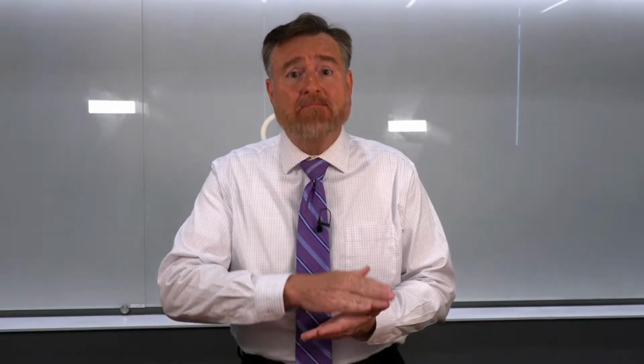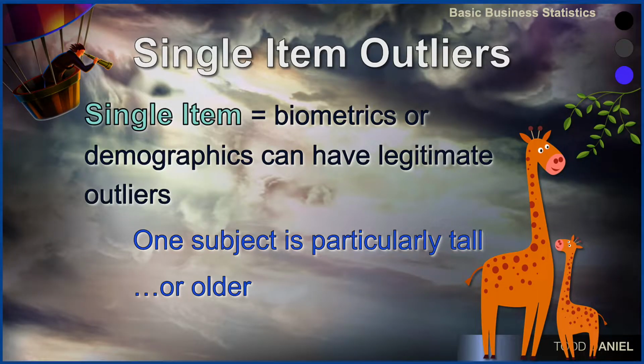What are the causes of outliers? There are many, and those causes will differ depending upon the type of data. Let me start most simply and build up to most complex. Let's start with a single item, one variable in your data set. For a single item like biometrics or demographics, for example, the age variable that we just examined, we can have legitimate outliers. That individual who is over 80 years old is a real person who really works at this organization. That person is a legitimate outlier on the variable of age.